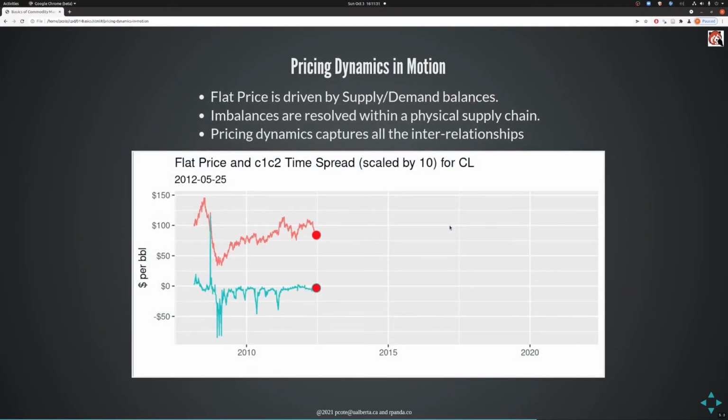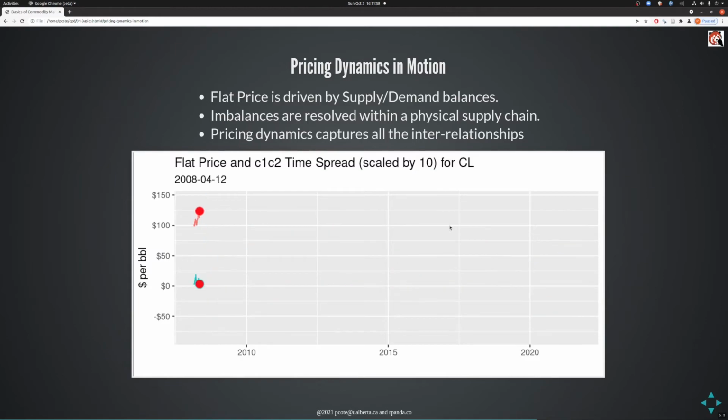Now, this chart represents the flat price of a commodity. In this specific case, CL is the contract code for the WTI futures contract on the Chicago Mercantile Exchange, and that's represented by the orange line. The blue line represents the time spread between the contract for immediate delivery, or the first delivery the next month, C1, and C2 reflects the second contract.